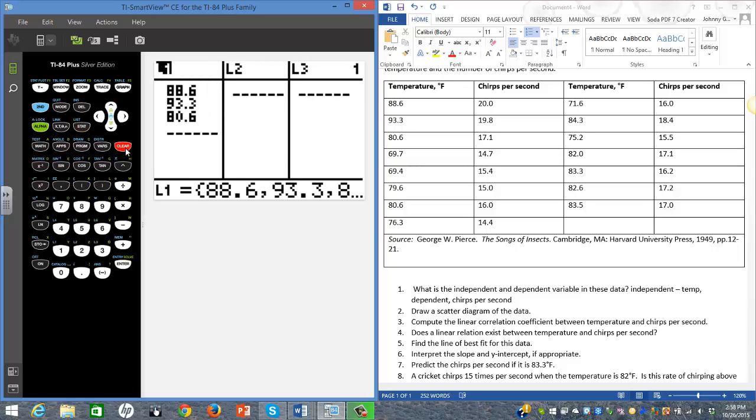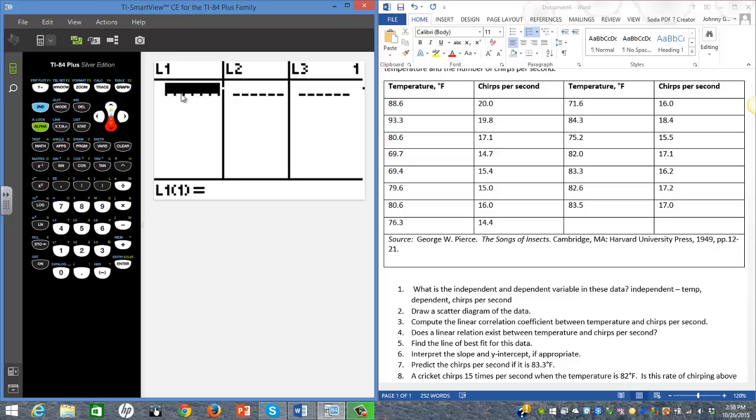Alright, so now I'm going to go to stat, edit, and type in my data. I'm going to clear out whatever's in there. Just go up, highlight it, hit clear and enter. We're going to enter all of our data into lists L1 and L2. Make sure if you clear a list, you hit clear and not delete. If you hit delete, it's going to get rid of the list, but we need L1 and L2. That's where our data is going to go.